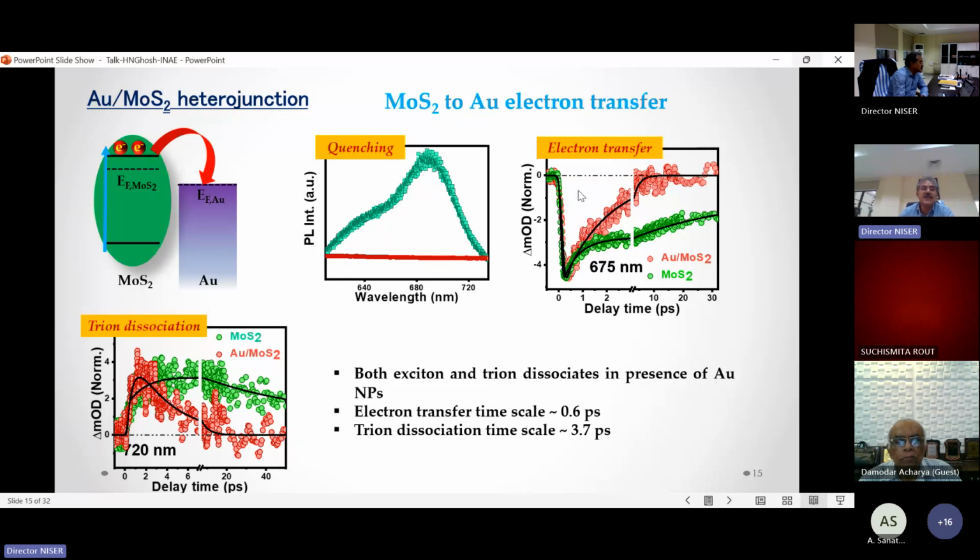Now when you monitor the trions, here also we find the dissociation dynamics and formation dynamics of the trion in presence of gold. So we found that trion formation time is fast, at the same time the dissociation is very fast. Normal trion dissociation takes a long time, as you have observed, but in presence of gold you can see that dissociation is very, very fast. That's what we have monitored.